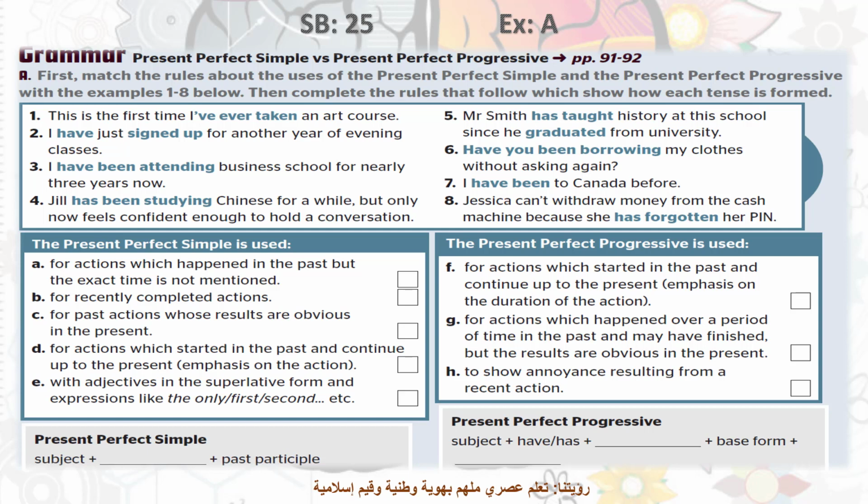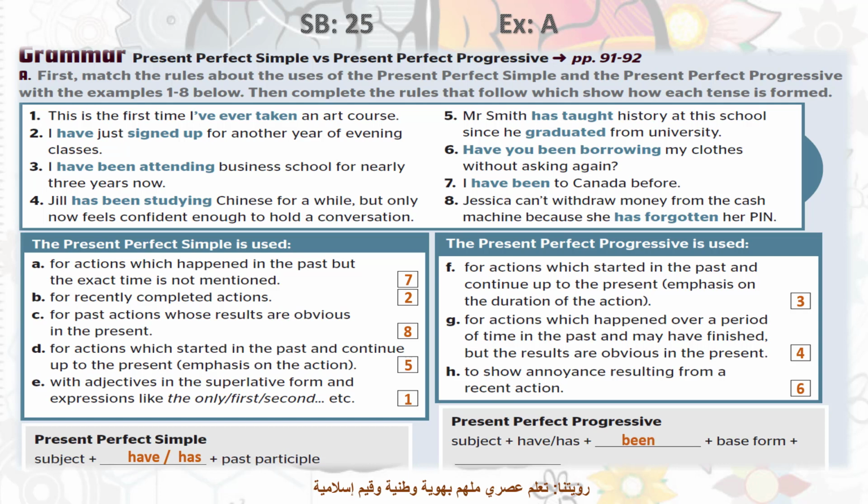Here are the answers of exercise A. The present perfect simple is used for A, 7, B, 2, C, 8, D, 5, E, 1. And the present perfect progressive is used for F, 3, G, 4, H, 6.